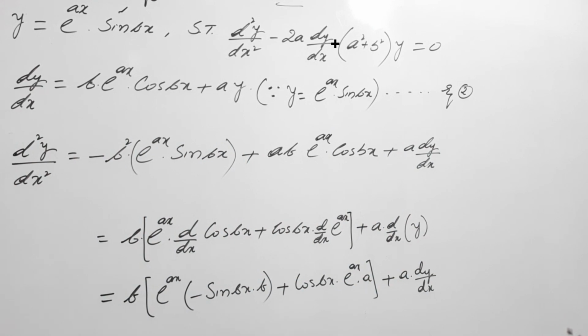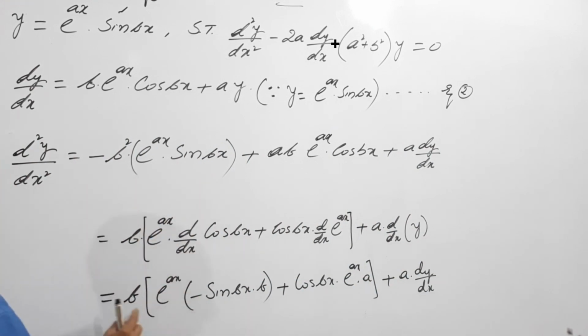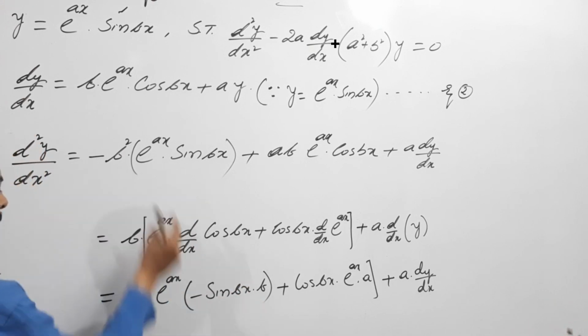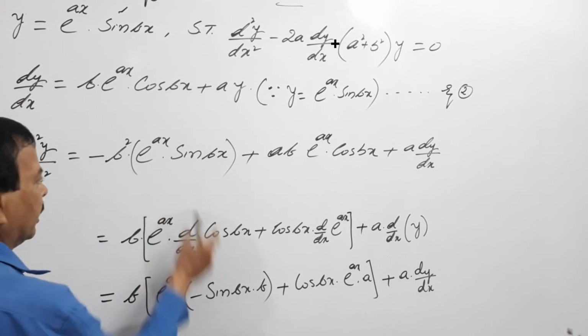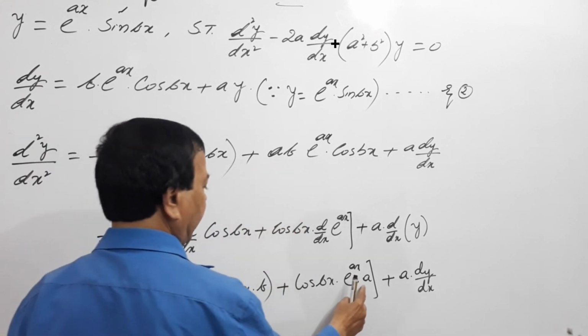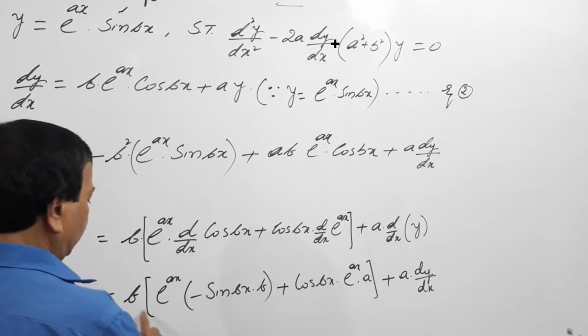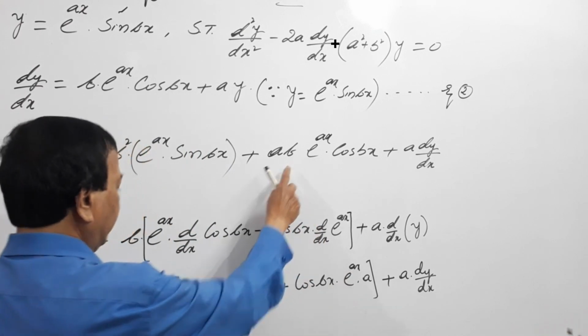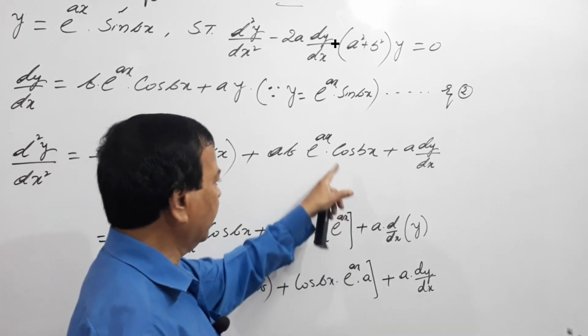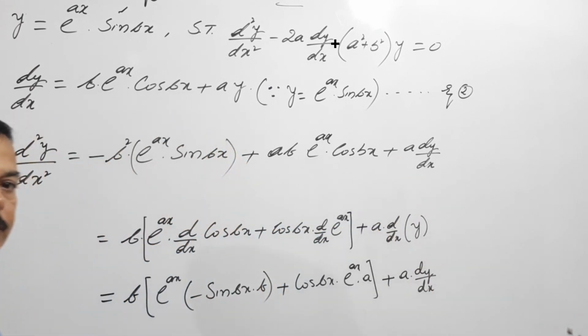You followed what I have done? I have taken this minus value outside, this b into this b becomes b square e to the power of ax sin bx, this minus sign is here, plus you have a and this b, so this b into a is ab into e to the power of ax cos bx plus a dy by dx. Just go through this.